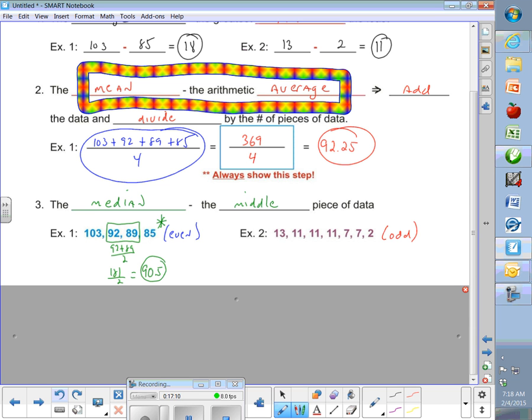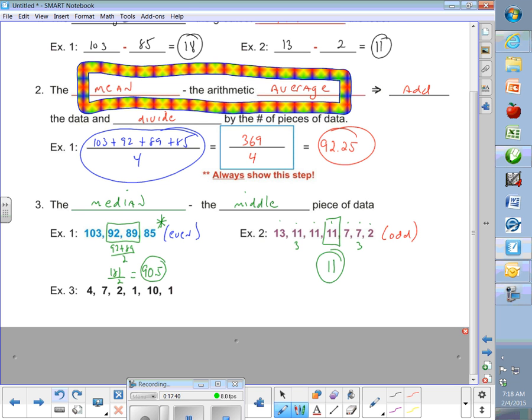Now, with an odd amount of data, it's easier. I just count the pieces of data. 1, 2, 3, 4, 5, 6, 7. Therefore, I know the fourth piece of data is the middle. 1, 2, 3, 4. That's the fourth piece of data. And again, you can check yourself, right? There are three pieces of data to the left and three pieces of data to the right. And so my median is 11. So here's one more.